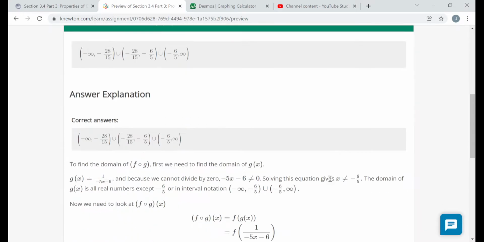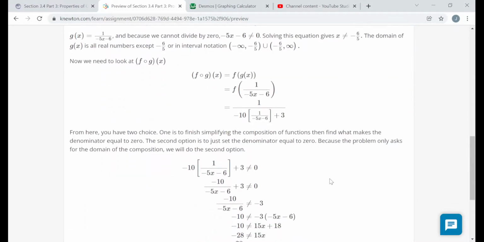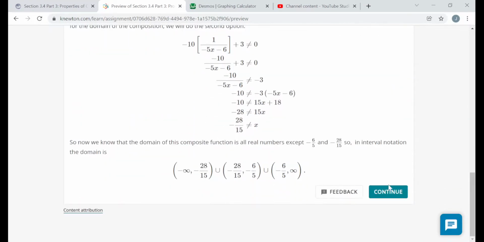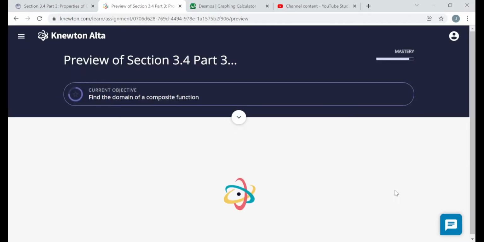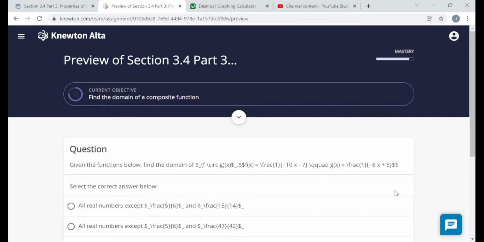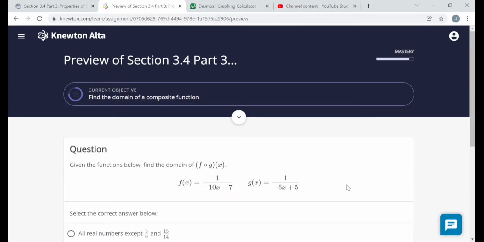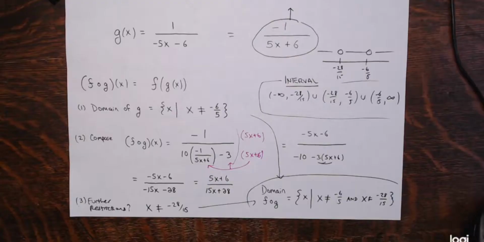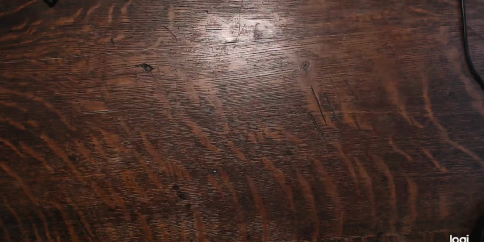All right. And again, please read through the answer explanations. All right, moving on. Should have just one more of these with the find the domain of a composite function. And I'm doing the same steps. Sorry, this one's a multiple choice one. And it's another one where f and g are both fractions, rational functions. So let's do that again.